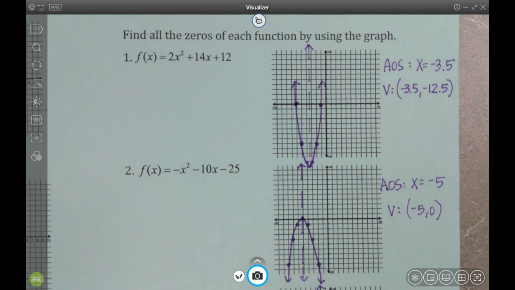Okay, here are the first two. Okay, I did not show all of the work.